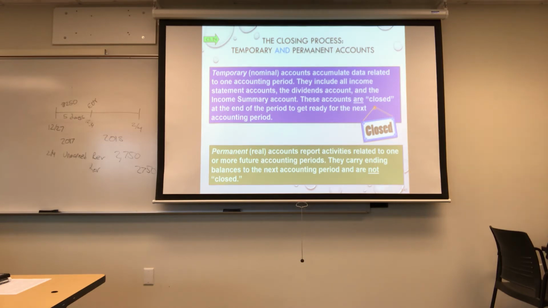Now here's a little shorthand for you to help you identify a temporary and a permanent account. All of the accounts on the income statement are temporary accounts. So that means you need to close the income statement. And then on the balance sheet, dividends are temporary.